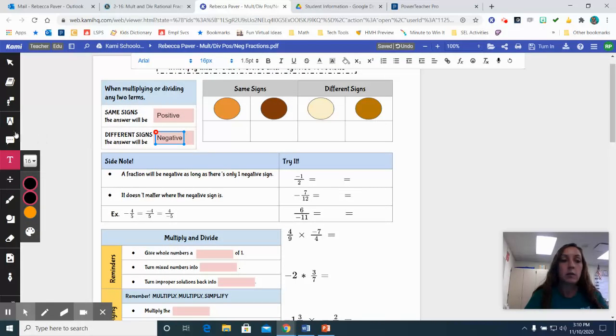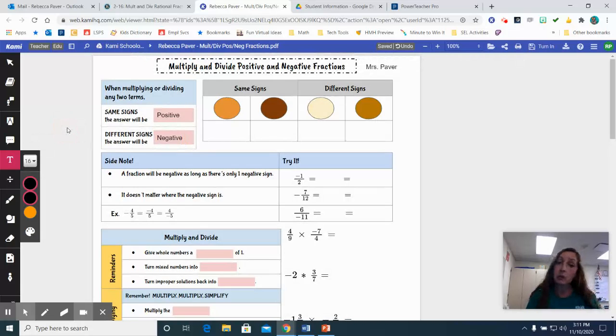What this means is if you multiply two positive numbers, you get a positive answer. If you multiply two negative numbers, you get a positive answer. If you multiply a positive with a negative, you get a negative answer. Those exact same rules apply for dividing.